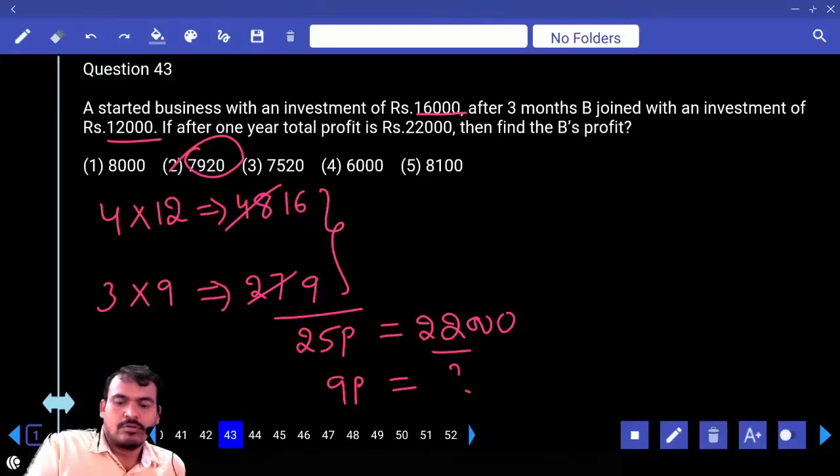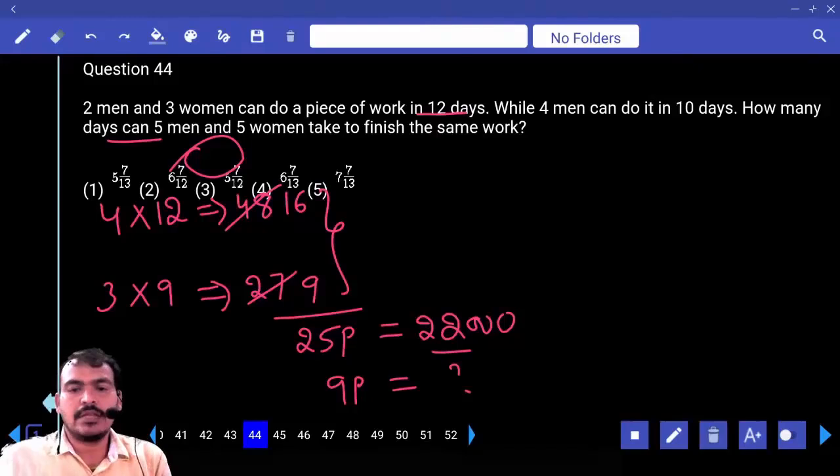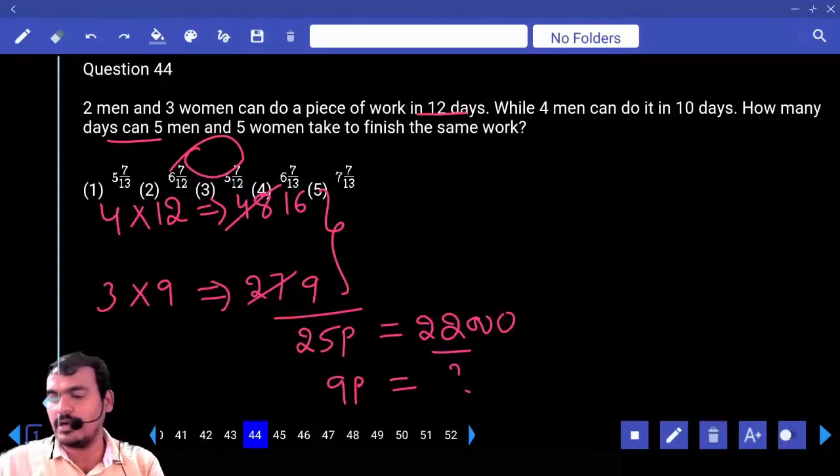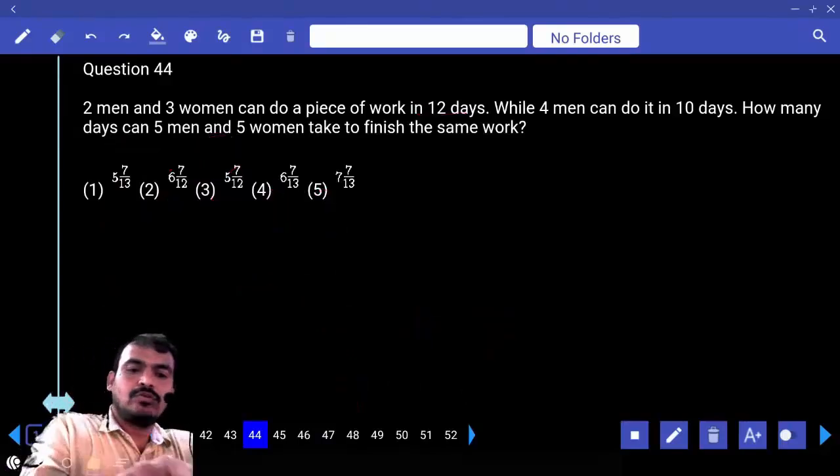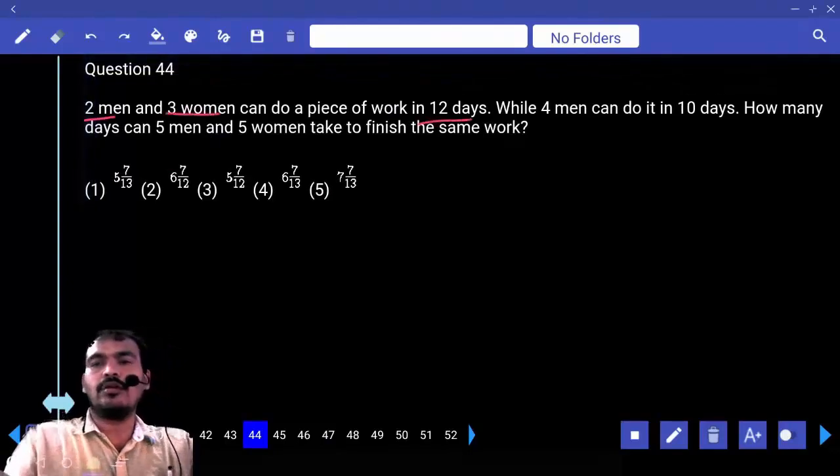Next, question 44. 2 men and 3 women can do a piece of work in 12 days, while 4 men can do it in 10 days. How many days can 5 men and 5 women take to finish the same work? Same work. First of all, 2 men and 3 women can do the work in how many days? 12 days.